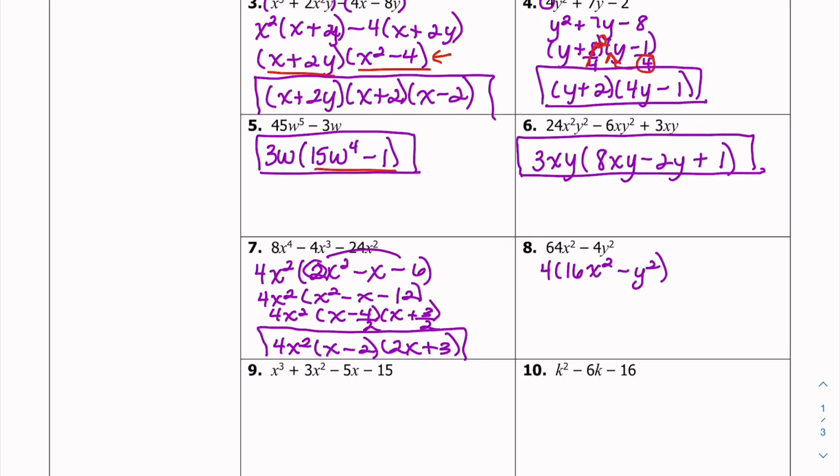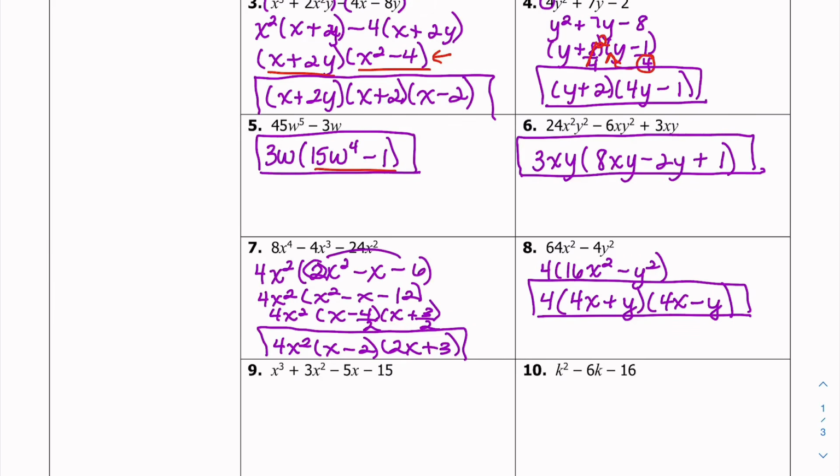Take a look at what you have left inside and determine, can it keep going? This one can, because that is a difference of squares. You can square root each one of those terms. So we have our 4. The square root of 16x squared is 4x. And the square root of y squared is y. So this is 4x plus y, and then 4x minus y. And then just take a look and verify, make sure that these are not difference of squares and they don't keep going. And then we're done.